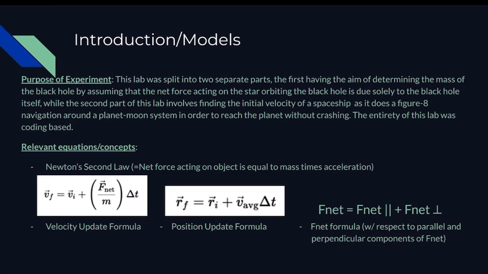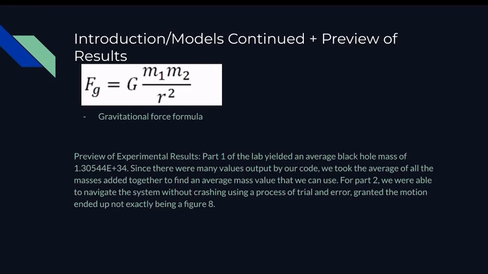The relevant equations and concepts include Newton's second law, which essentially states that the net force acting on an object is equal to the mass times acceleration. Then we have the velocity update formula to the left. In the center, we have the position update formula, and to the right, we have the FNet formula broken down into its constituent parallel and perpendicular components, which will be discussed more in depth later. And then we have one more formula, the gravitational force formula, which is essentially the force of gravity equals the gravity constant times the two masses over r squared.